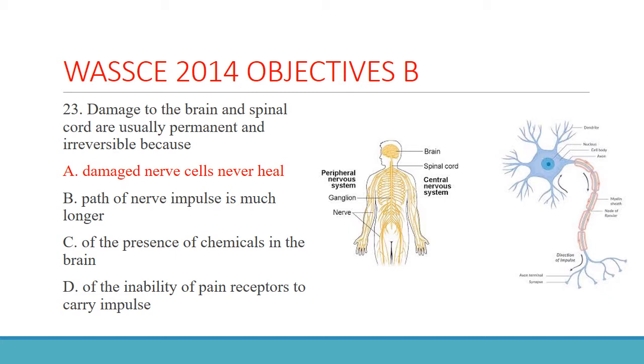So for instance, there's no cell in the body anywhere that is like the sperm cell. They are specialized, or special, in quotes, unique. So specialized cells are unique cells having unique features, performing specific functions. Sperm cell, egg cell, all of them are unique cells. So that's a nerve cell. Now when nerve cells are damaged, that is it.